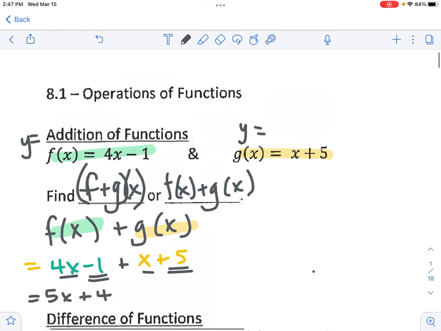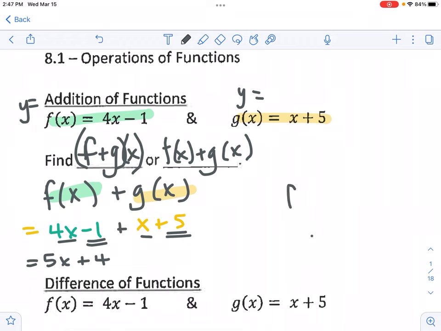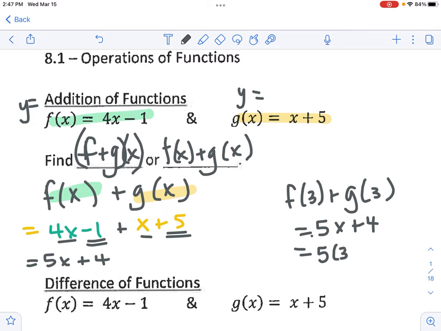If I wanted to plug something in and deal with f of 3 plus g of 3, remember, that just means wherever you see x, replace it with 3. Now I know that f of x plus g of x is equal to 5x plus 4, so I could plug in 3 for x, and I end up with 15 plus 4, or 19.